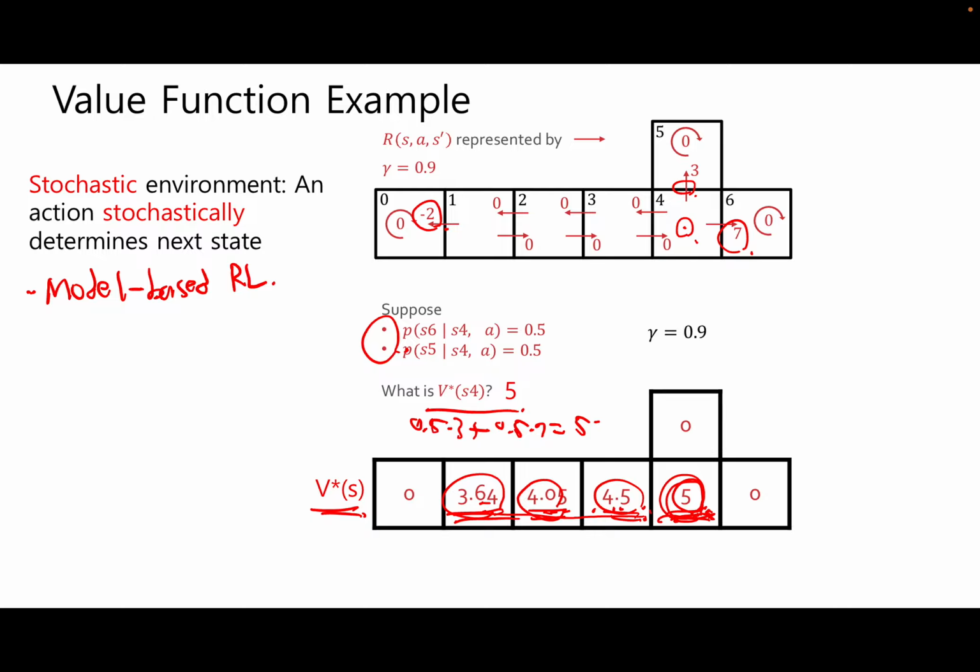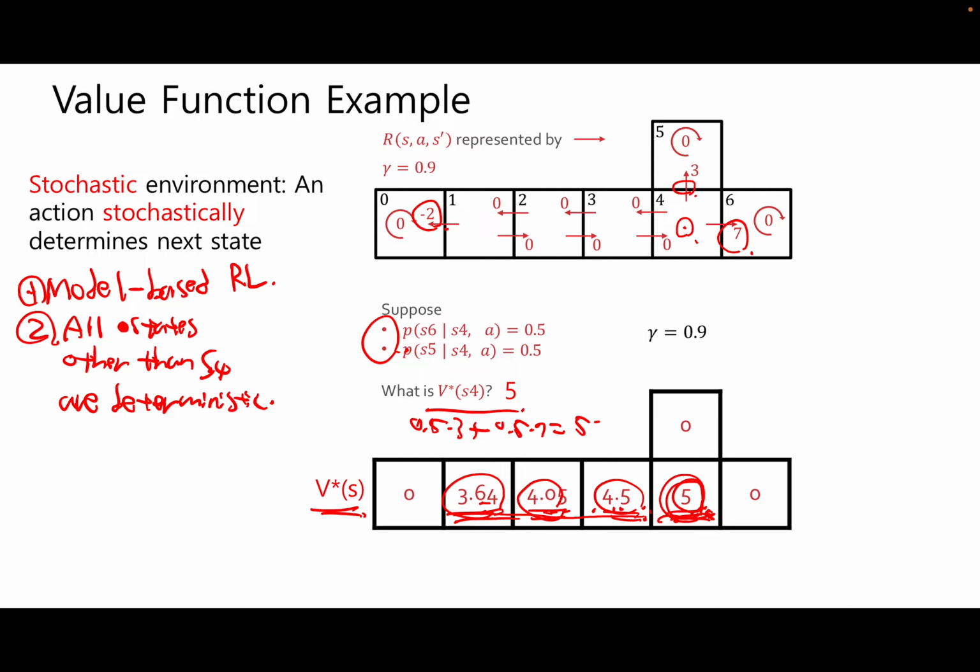So anyway, this exercise assumes model-based RL, and another assumption is that all states other than state 4 are deterministic. These are some descriptions that need to be added for this exercise.